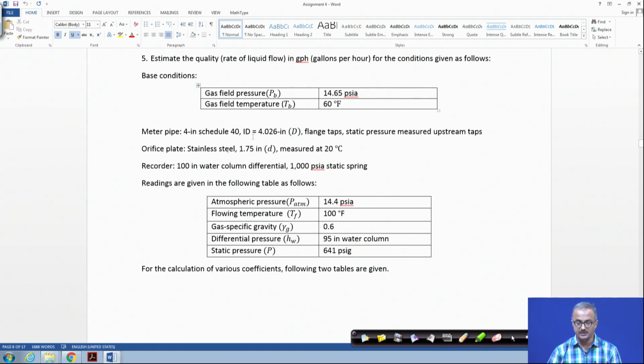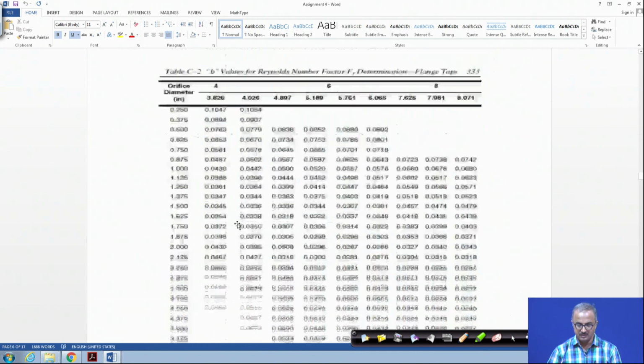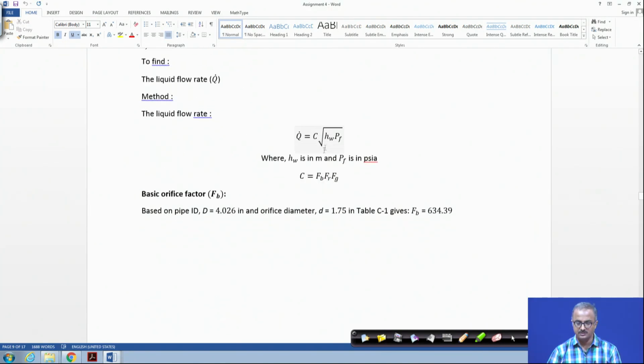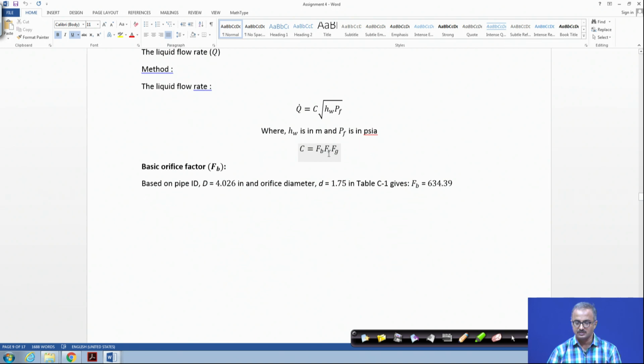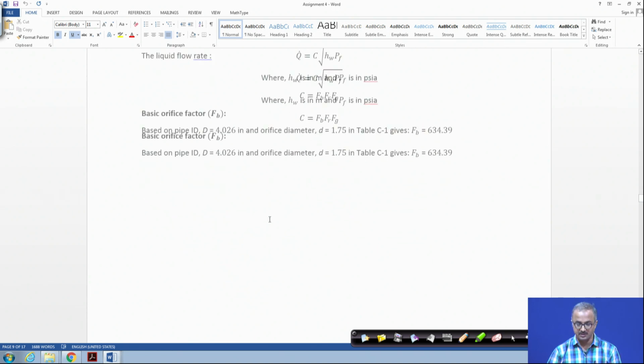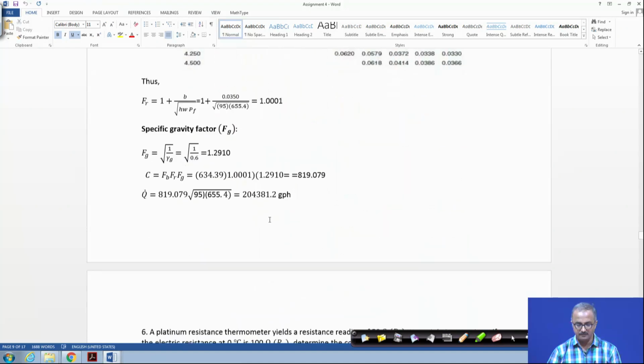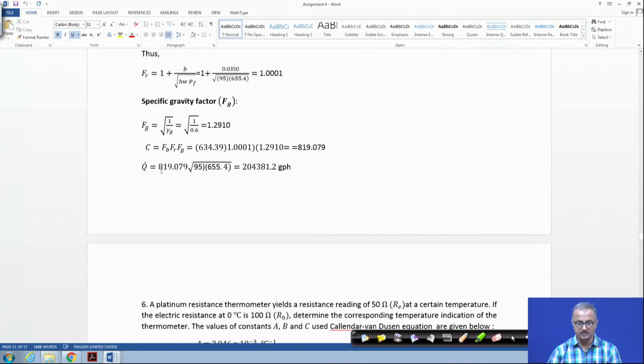To find gallons per hour you will be using this particular equation, and then all these parameter values, FB, FR, FG, will be taken from some table, and ultimately you will find the value of this Q in terms of GPH. Okay, so these are quite straightforward problems which just give you practice in how to look into the tables and determine these values.